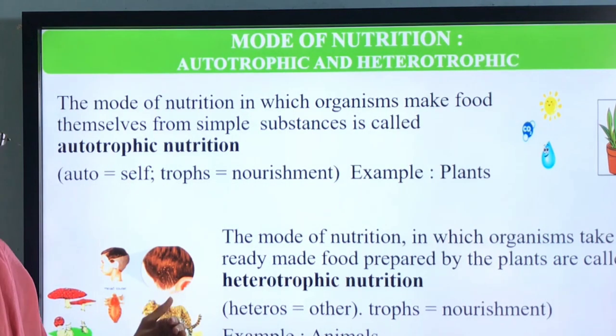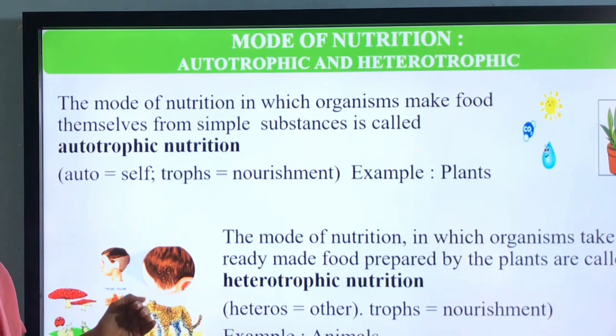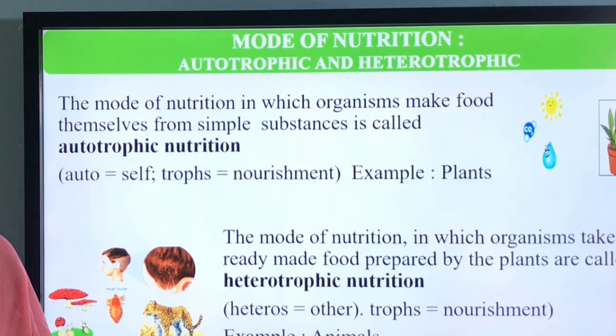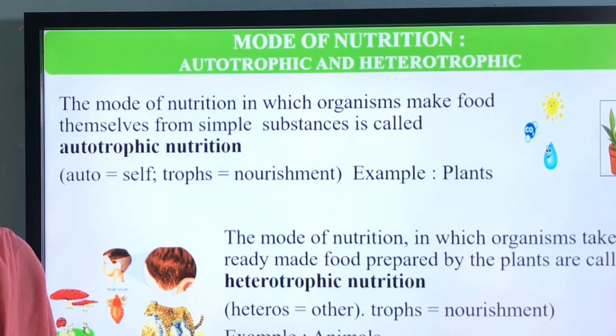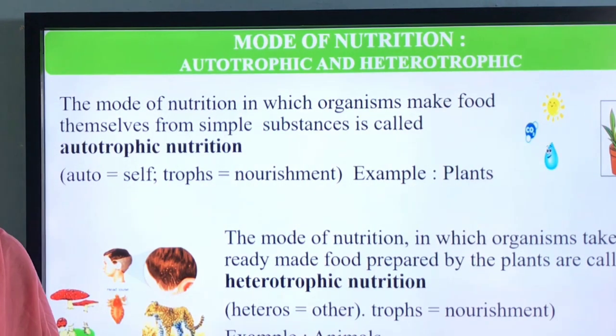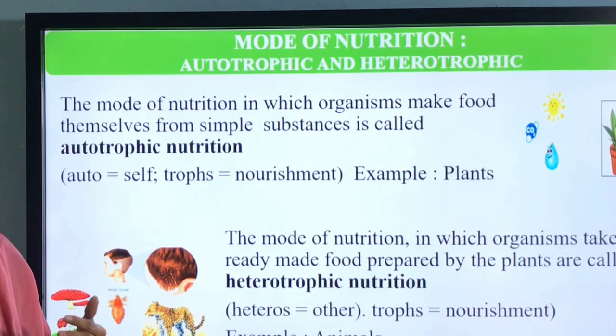Heterotrophs. Here hetero means others, troph means nourishment. Here these organisms depend upon other organisms for their food. That means they take ready-made nutrients from other organisms. Such organisms are known as heterotrophs, and this mode of nutrition is called the heterotrophic mode of nutrition. The examples are animals.